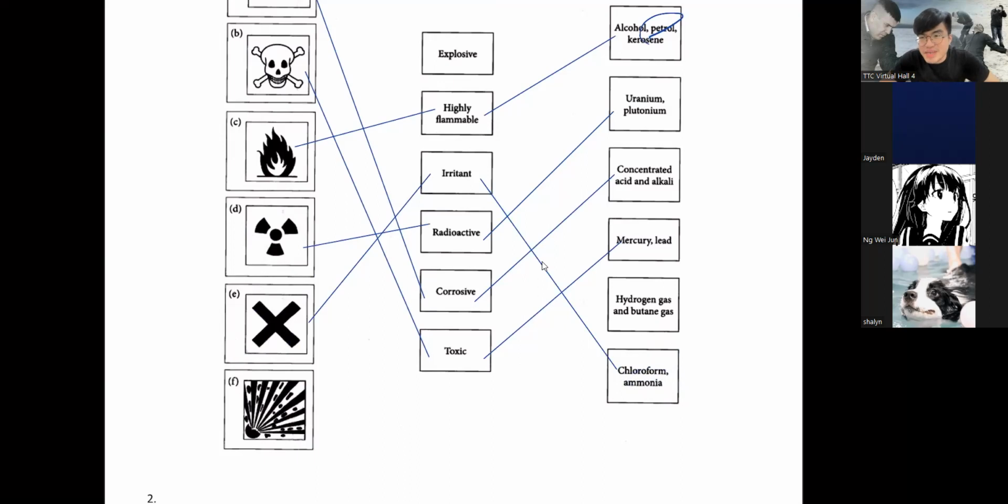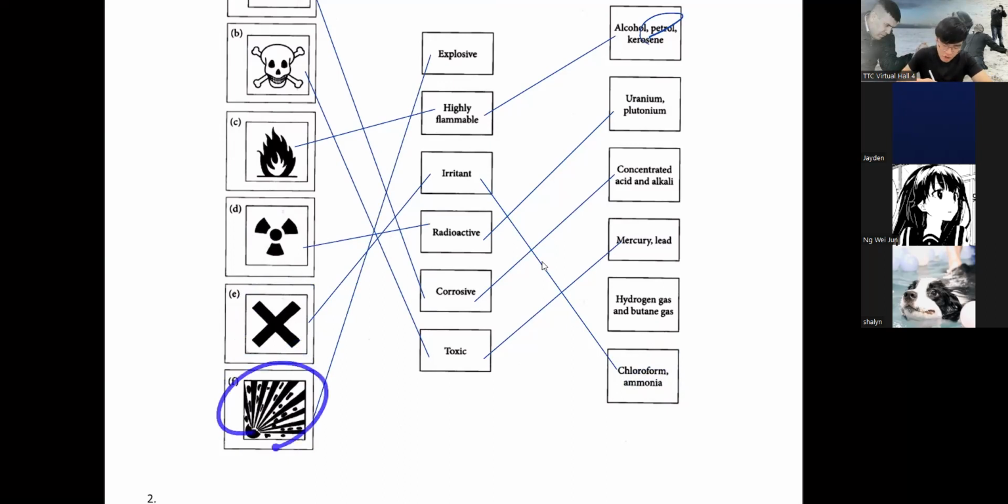Ammonia is in your pee. When you go toilet and pee, the pee smell is ammonia. If you walk into a public toilet, the pee smell is very strong, right? That's the ammonia smell. It makes you very uncomfortable, because ammonia is supposed to smell like that. So this is irritant. And of course, this is explosive.